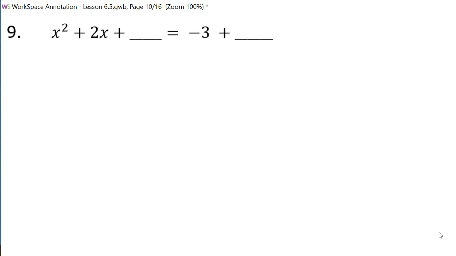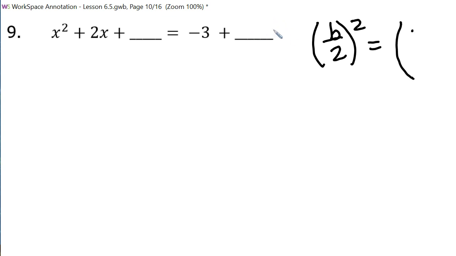Okay, number 9. We need to complete the square, so do b divided by 2 and square it. What do I use for b? 2. Let me write it out so you can see it. b divided by 2 squared. What did we say the b value was? 2 divided by 2, then square it. What is 2 divided by 2? 1. And what is 1 squared? 1. That 1, add it 1 time to the left side, add it 1 time to the right side.